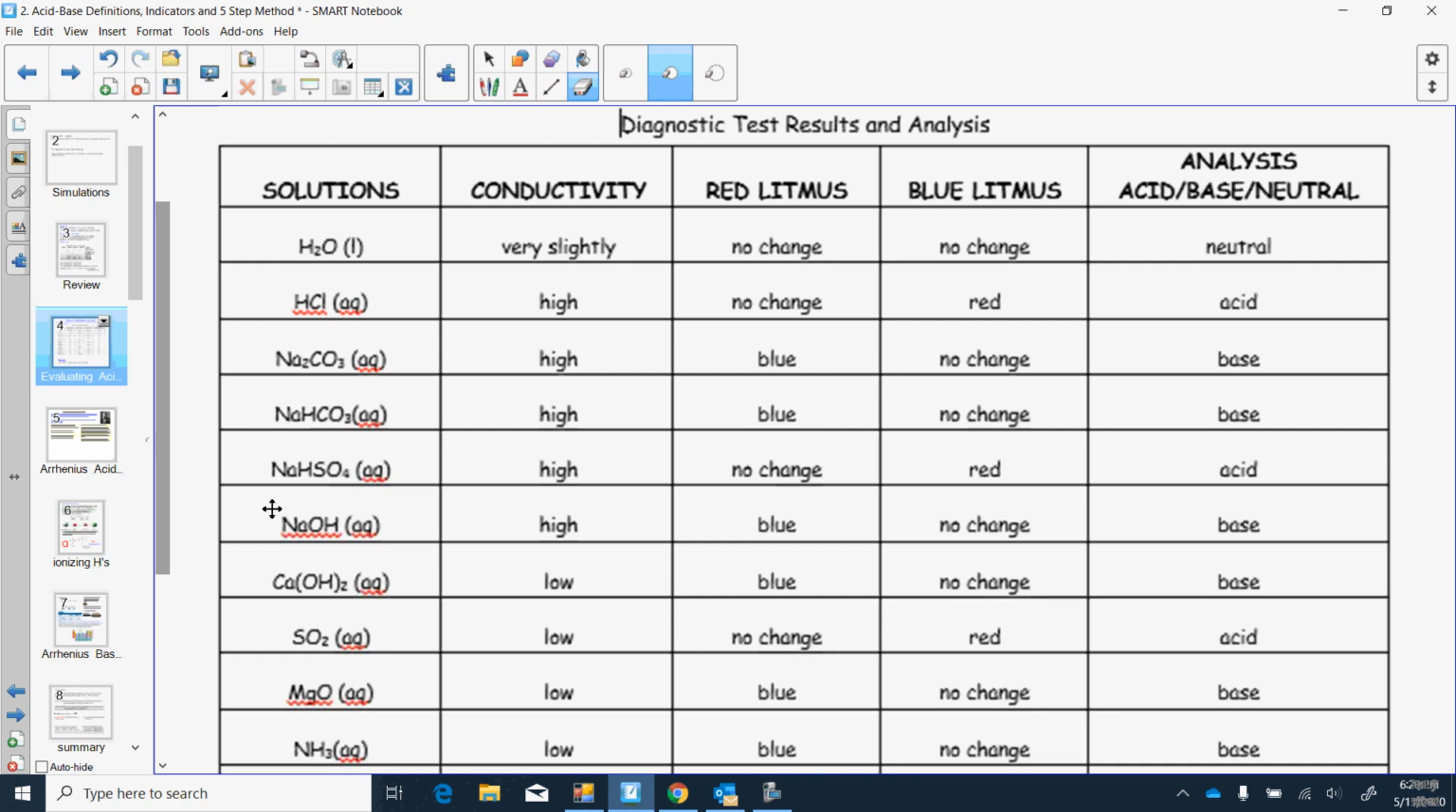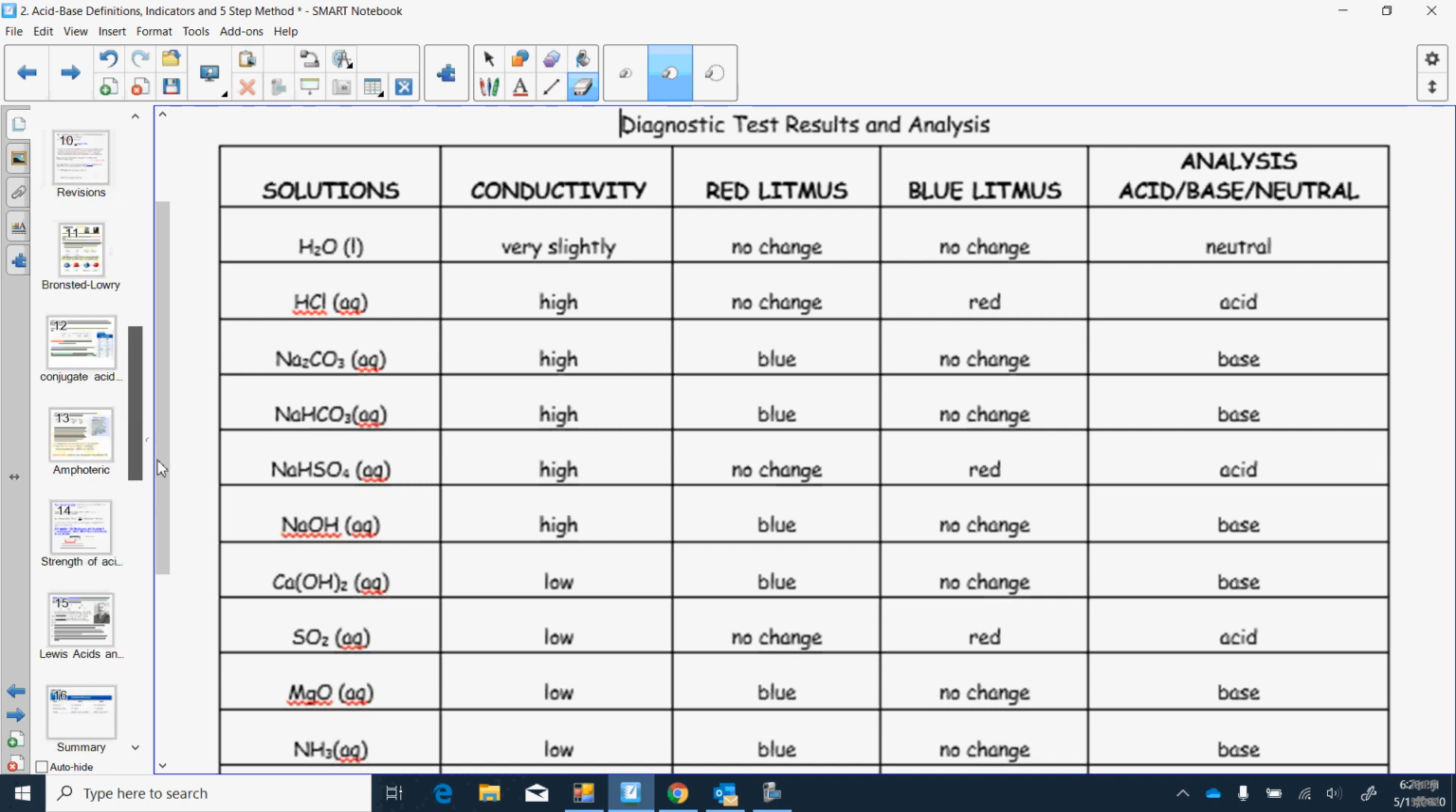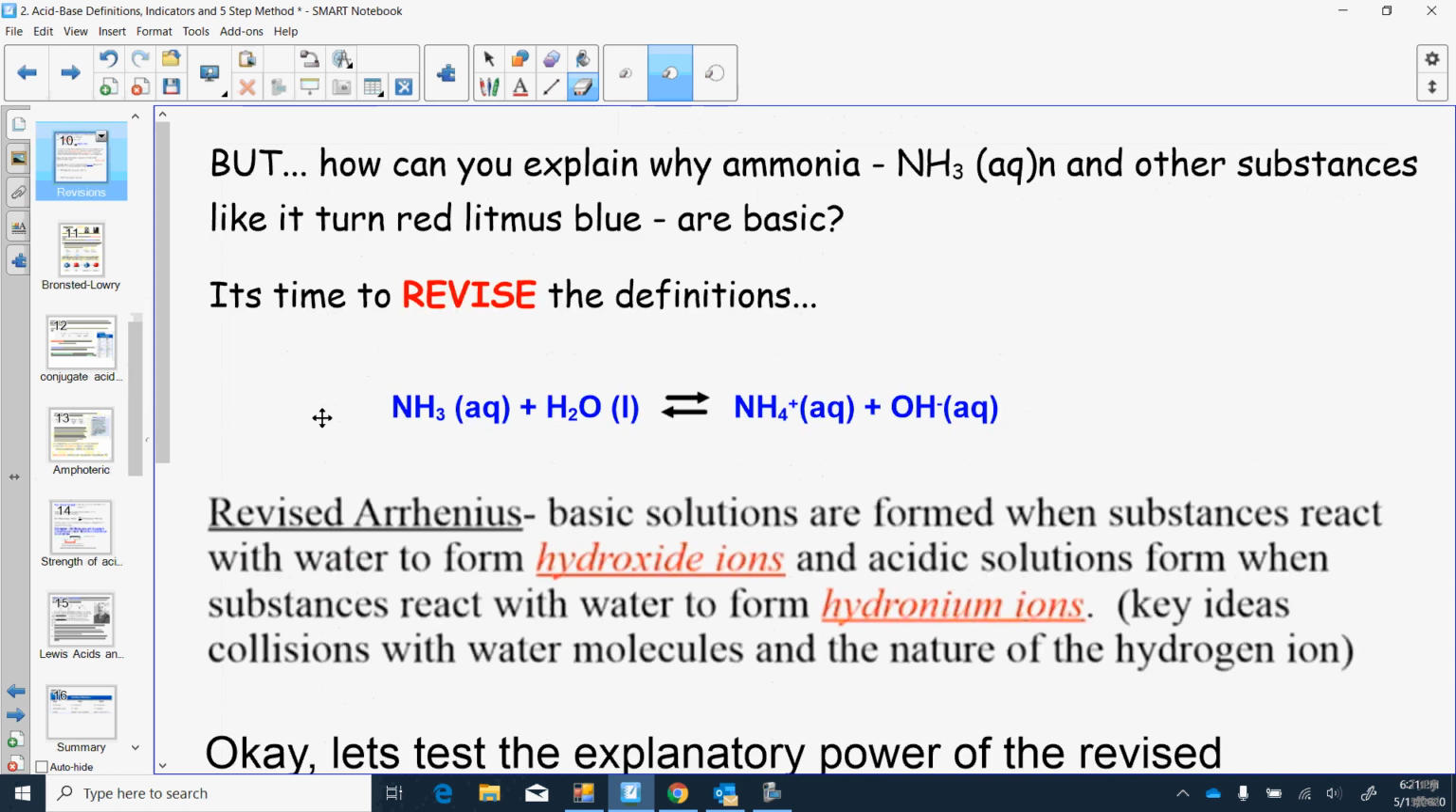That's why in the next video we'll take a look at Bronsted-Lowry definitions. But Arrhenius did recognize that there were some limitations to his definition, so he wanted to revise it. And so he did try to fix it. He didn't fix it so well, but he did try to fix it. And this is what he came up with.